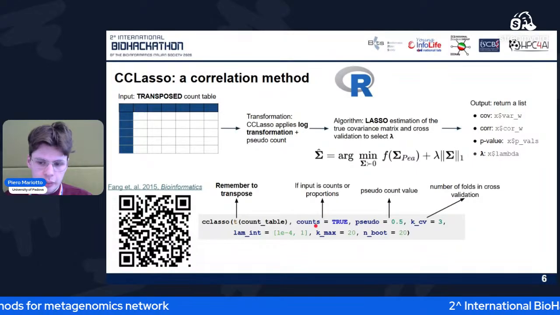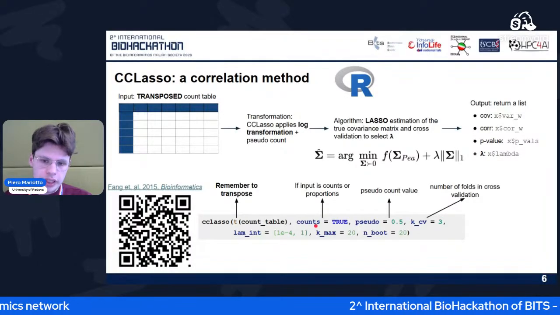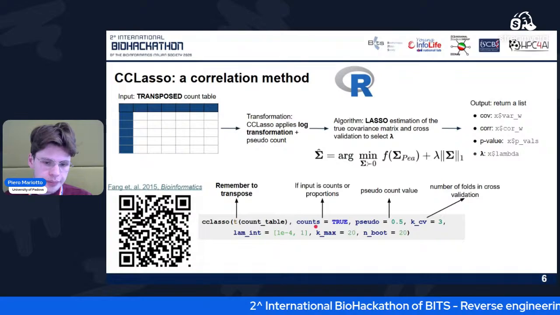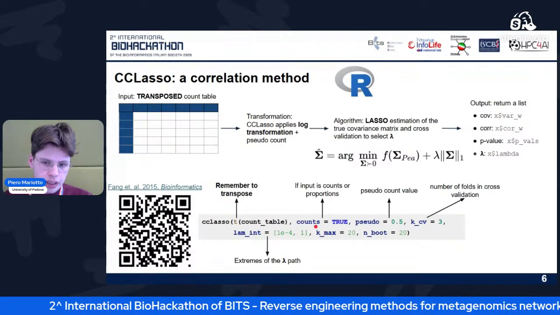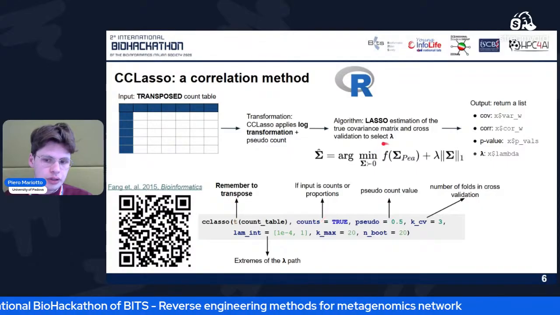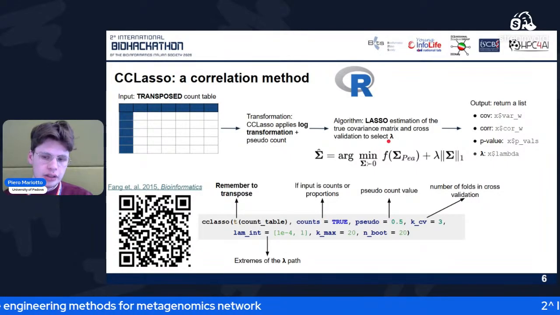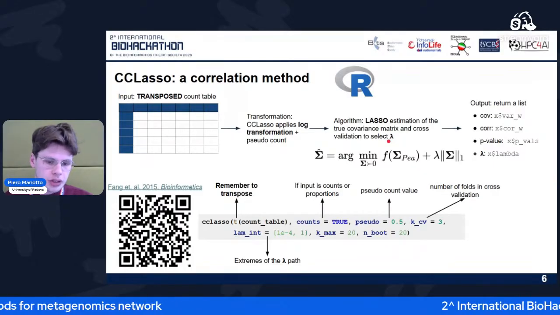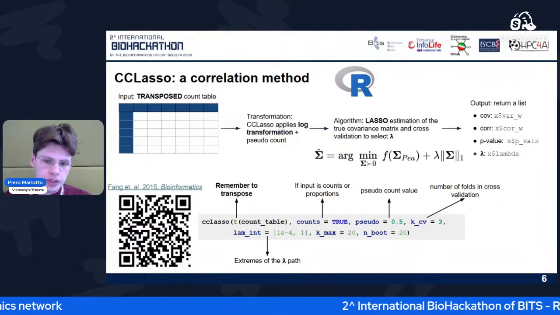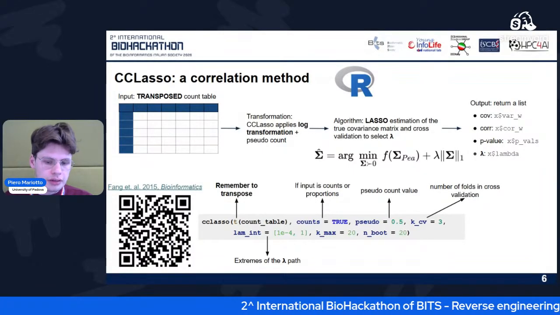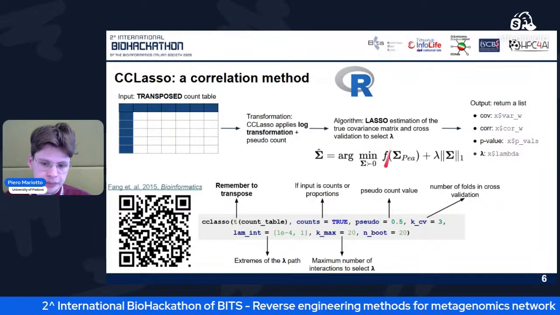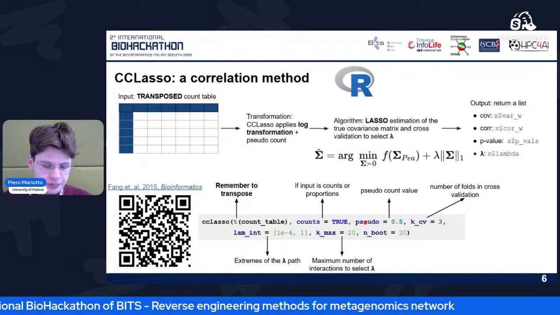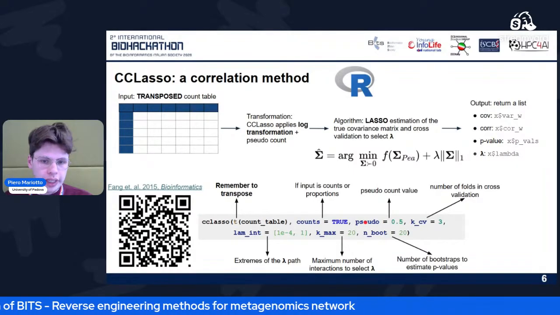You can specify the number of folds in the cross validation to select the optimal lambda parameter. You can also specify the extreme of the lambda path, in the sense that, of course, CICI-LASSO does not test all the possible real numbers to select the optimal lambda value. It searches in an interval with some discrete values, so you need to tell CICI-LASSO how big you want this interval to be and how many values in this interval you want to test.